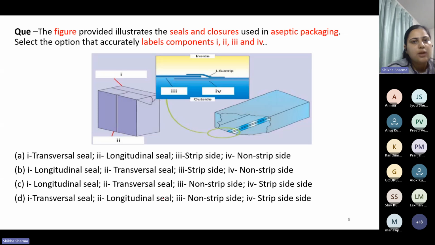So this is our figure of Tetra Pak. The figure provides an illustration of the seals and the closures in the aseptic packaging. So we have 1, 2, 3, 4 as the different parts. We need to tell which one.